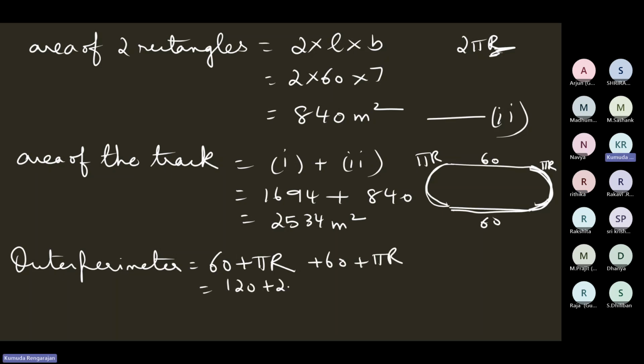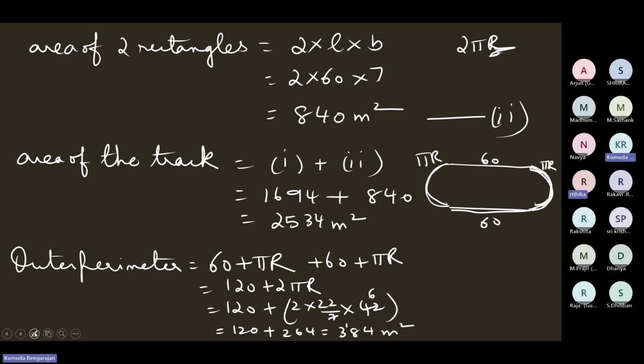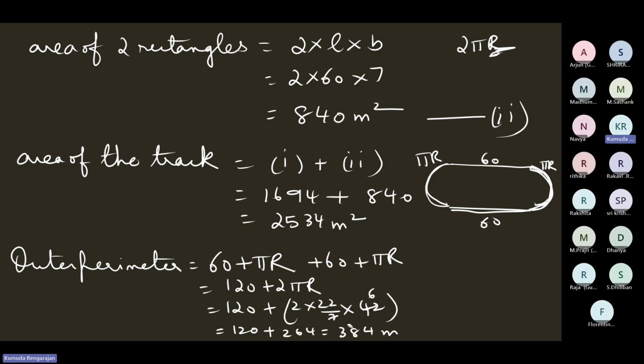120 plus 2 pi R. 120 plus 2 into 22 by 7 into R. What was R? Outer R is 42. So 7 sixes are 42, so 120 plus 12 into 22, 264, which is 384 meters. Oh, not meters square, sorry, meters. It is perimeter, no? So meter. Write down, children.